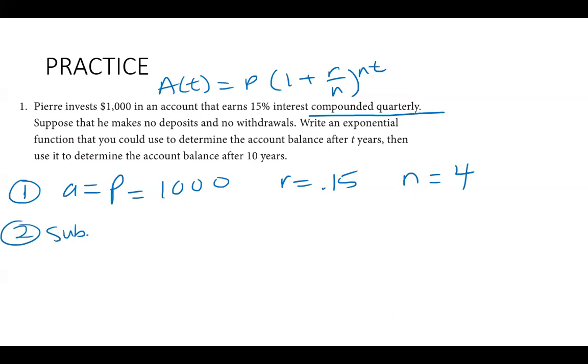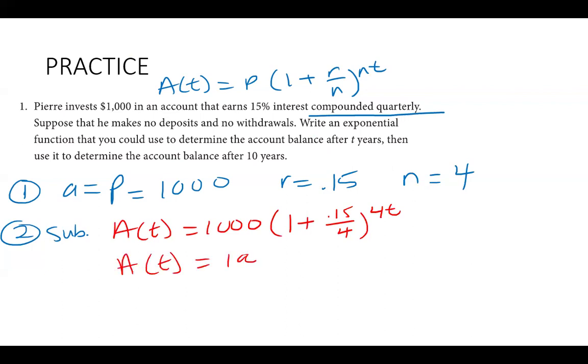Okay. Step 2 is to substitute everything in. So now we're going to substitute everything in. So we have A of t equals 1,000 times 1 plus 0.15 divided by 4 to the 4t. You see, I just plugged everything in to where it goes. That's the beauty of a formula. After you do that, your only job is to simplify the middle. Am I going to make you do this in your head? No, you have a calculator. What is 1 plus 0.15 divided by 4? Type it in.